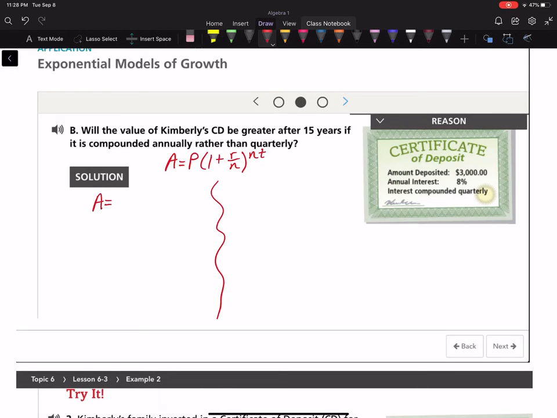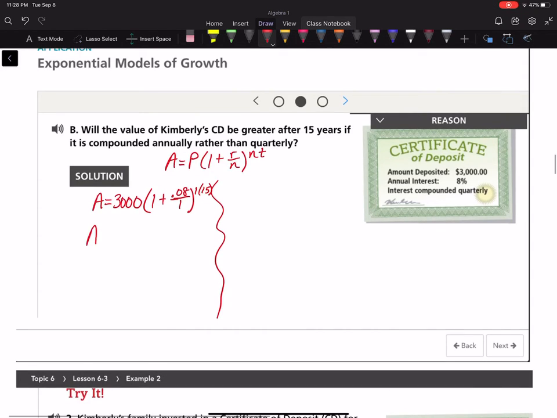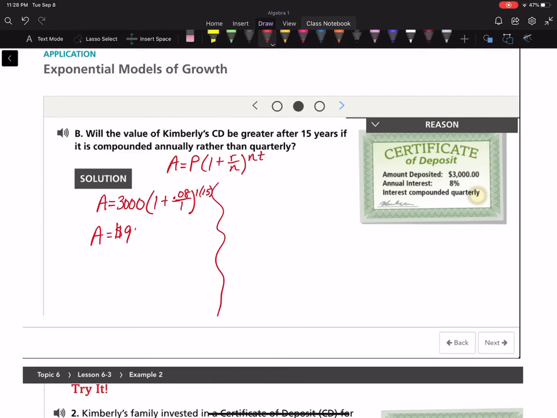A will be my principal, still 3,000, times 1 plus R, still 8%, so 0.08, divided by 1, because annually is 1, to the 1 times 15 power. Put that in your calculator, and that will be $9,516.51.